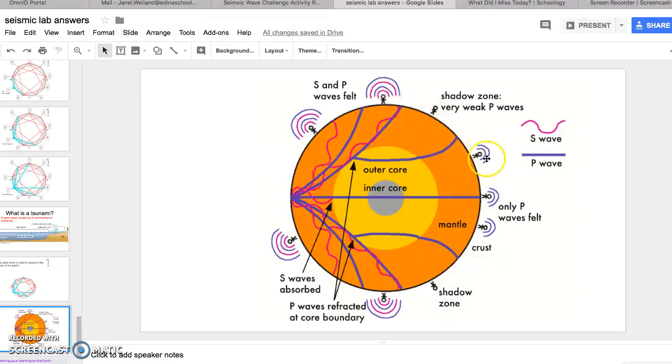And by having the shadow zone, it actually tells us that there must be something liquid on the inside that is blocking those S waves from traveling through. So that is what the cause of our S wave shadow zone is.